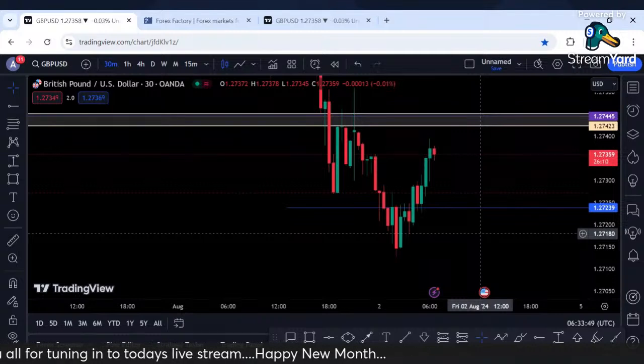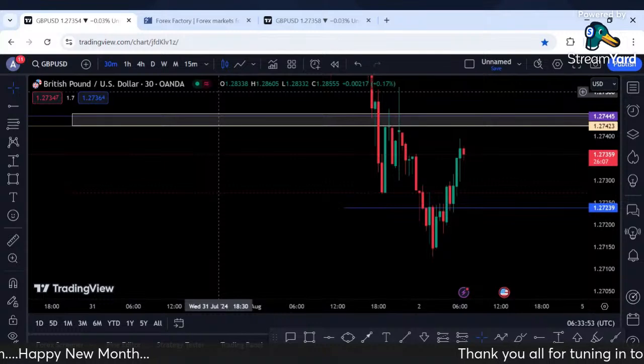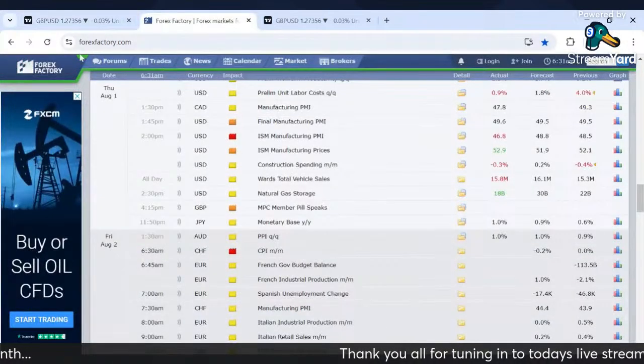Inflation data is good for an economy. You get it? It's good for an economy. So let's see the numbers release.